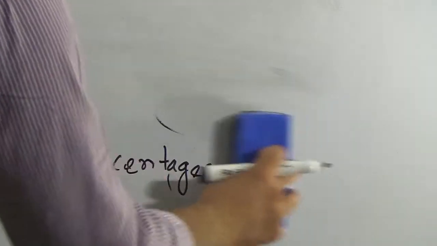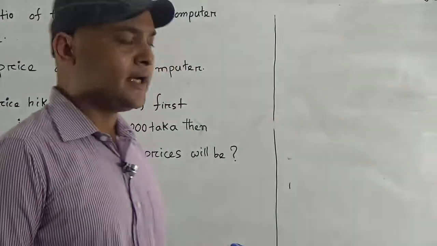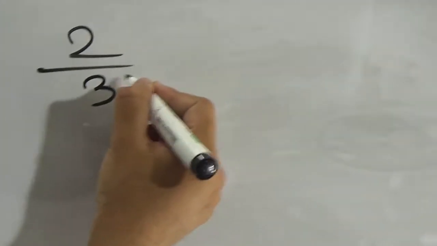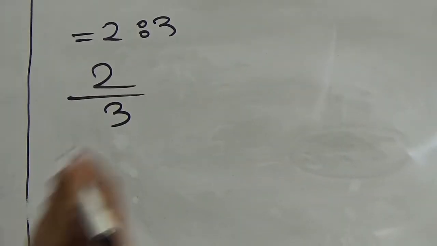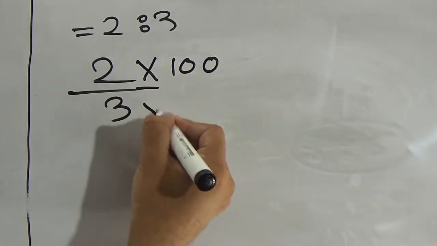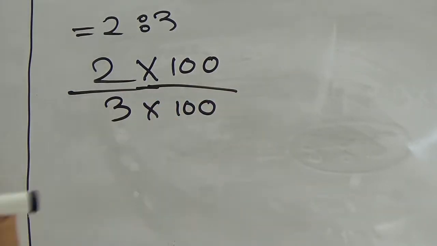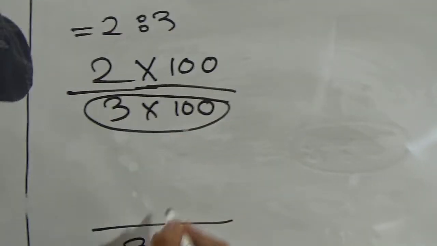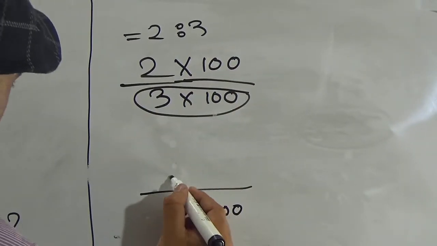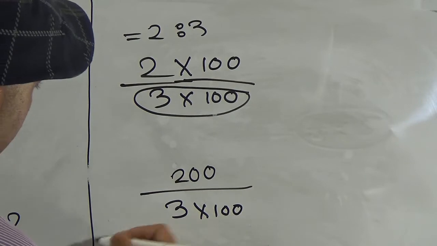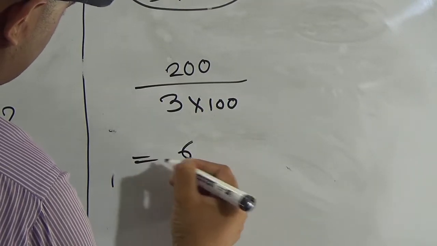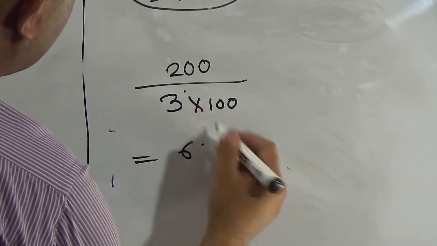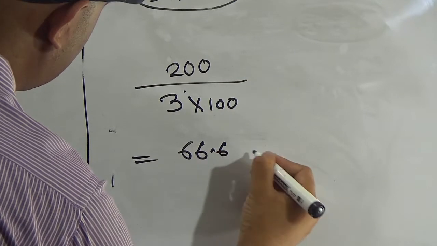Now percentage. Percentage means, we know, my dear student, the denominator will be 100. So 2 by 3, we know that this is a fraction, 2:3. If we want to make this a percentage, then we have to multiply it by 100. Then the denominator will be 100, so it will remain, and it will be 200. Now making it the lowest term, it will be percent.